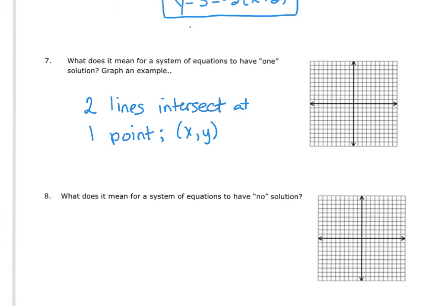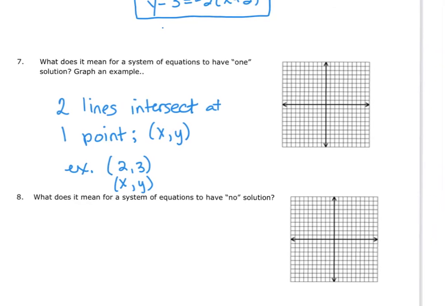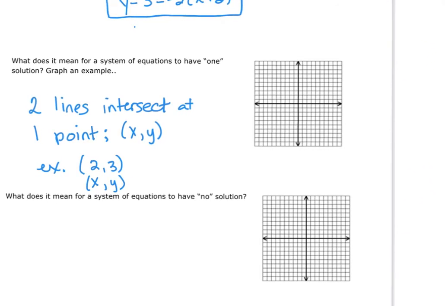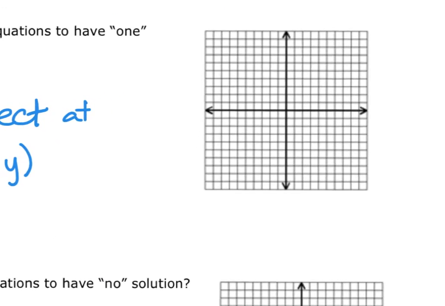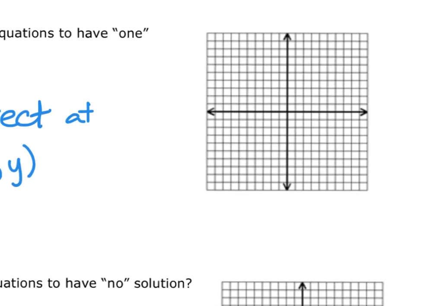So to give an example, if my solution were 2, 3, that would mean that my x value is 2, my y value is 3. So if I come over to my graph and I'm looking at the point 2, 3 as being my solution, I'm going to go ahead and plot that point. Let me see if I can make this a little bit bigger. 2, 3 is this point right here.